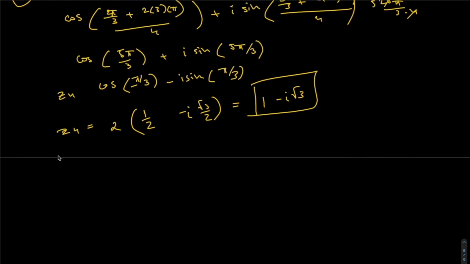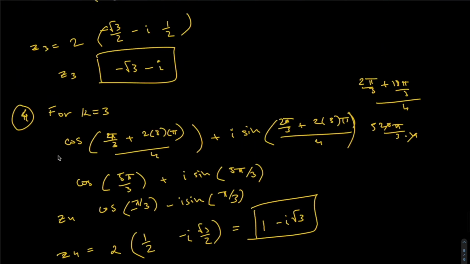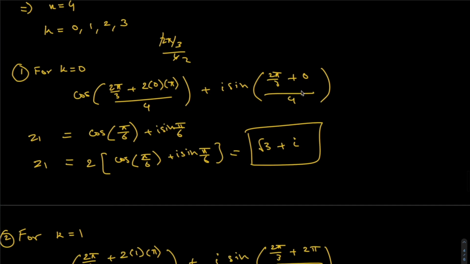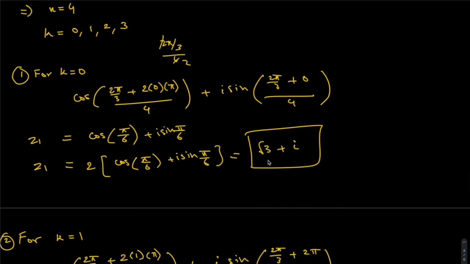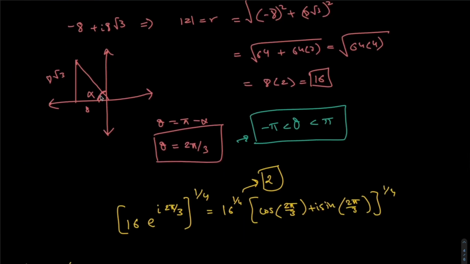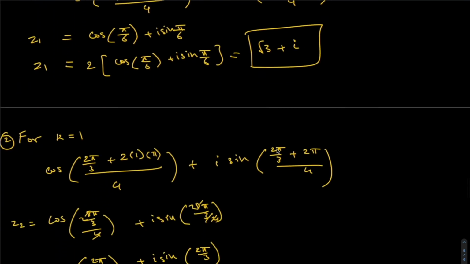Now, if you plot all of these, the best way to check whether you've done them right is obviously you can take them in a calculator, and then raise each z to the power 4. So if you raise it to the power 4, you should get minus 8 plus 8 I root 3. The calculator will do it for you.